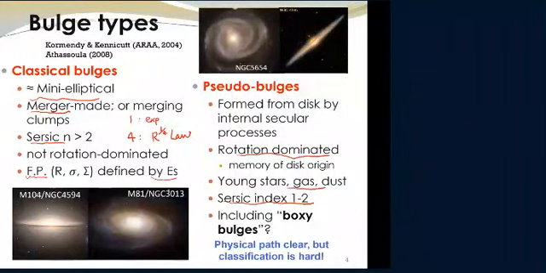Depending on who you ask, this may also include a category called boxy bulges. I tend to think boxy bulges are a separate class from these two. So this is more like a physical definition. We understand the physical path clearly, but the classification is more difficult. So we have a dilemma here.